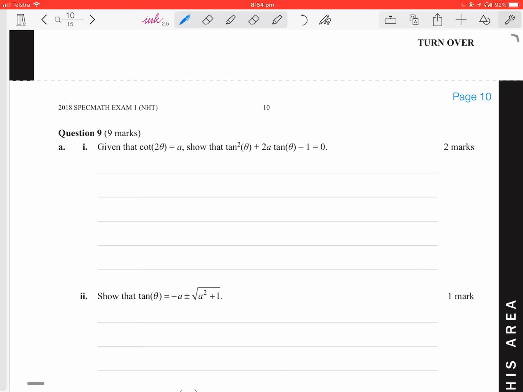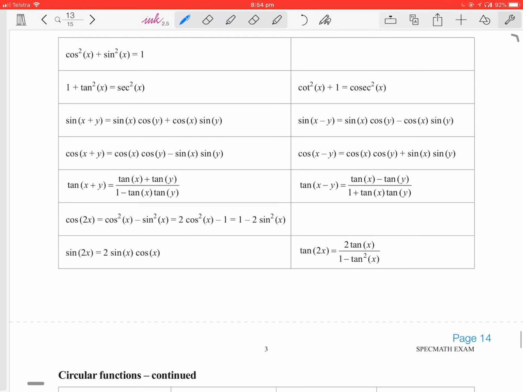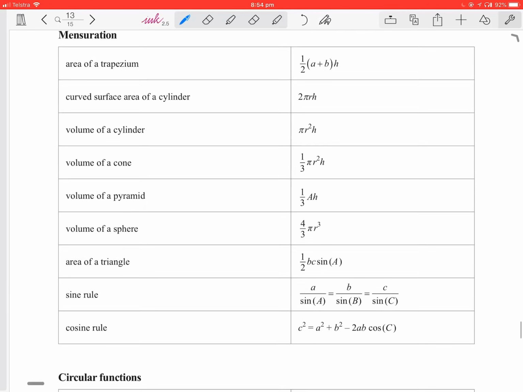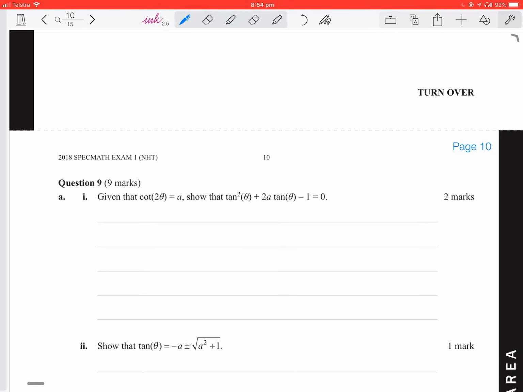Okay, given that cot 2 theta equals a, what's cot 2 theta? 1 on tan 2 theta. What's tan 2 theta? Because it's 1 on tan 2 theta, we've got to flip that upside down. So 1 minus tan squared theta on 2 tan theta. 1 minus tan squared theta on 2 tan theta is equal to a.